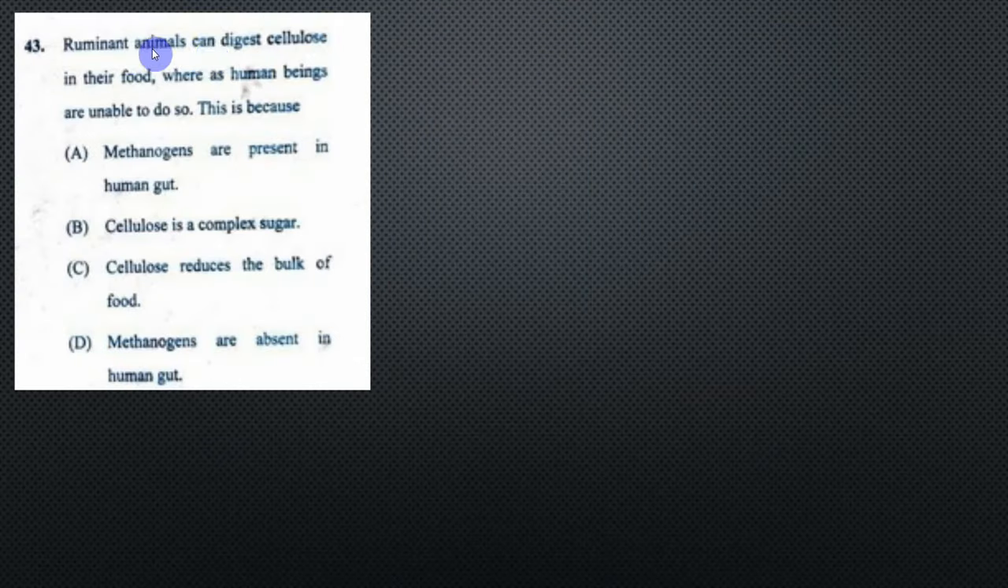Now moving on, the ruminant animals can digest cellulose in their food, whereas human beings are unable to do so. This is because A methanogens are present in the human gut, B cellulose is a complex sugar, C cellulose reduces the bulk of food, D methanogens are absent in the human gut. So we cannot utilize cellulose basically because we lack the enzyme called cellulase. And cellulase is actually an enzyme that comes from the methanogens. So the human gut is lacking, or methanogens are not present in the human gut. So the right option over here is D, that is methanogens are absent in the human gut.